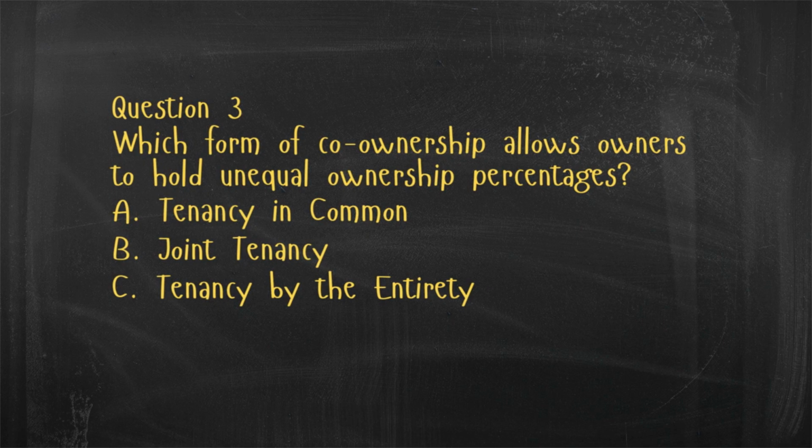Question number 3. Which form of co-ownership allows owners to hold unequal ownership percentages? A. Tenancy in common. B. Joint tenancy. C. Tenancy by the entirety. The answer is A. Tenancy in common.